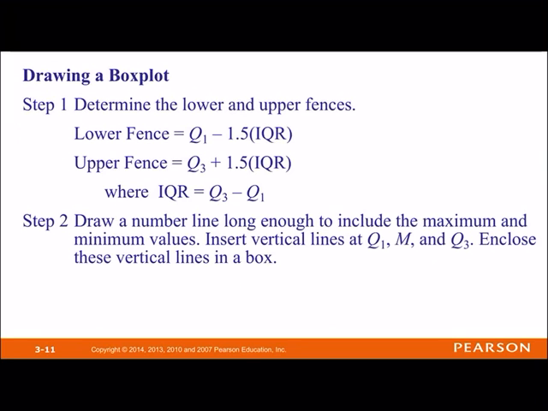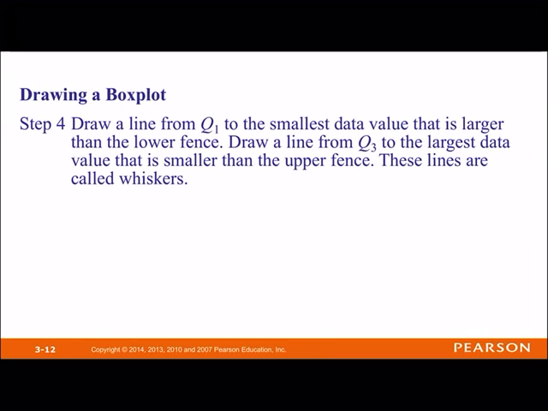Okay. So after we get those fences, and again, we'll get those fences on the next slide, we're going to draw a number line long enough to include the maximum and minimum values. And then we're going to put vertical lines at Q1, your median, and Q3. And we're going to enclose those lines in a box. And then we're going to label our upper and lower fences. And then we are going to draw a line from Q1 to the smallest data value that is larger than the lower fence, and from Q3 to the largest data value, again, that's smaller than the upper fence.